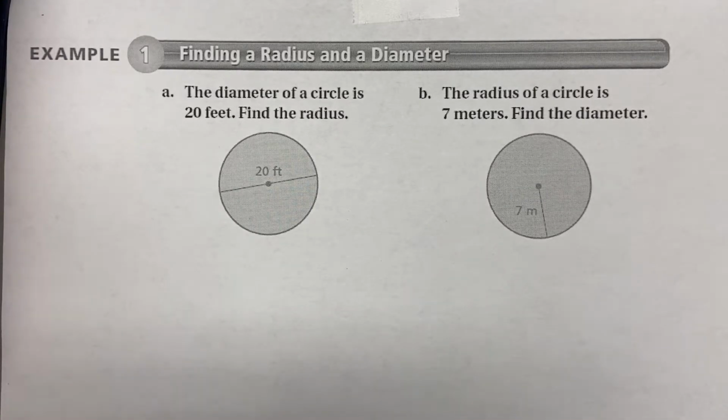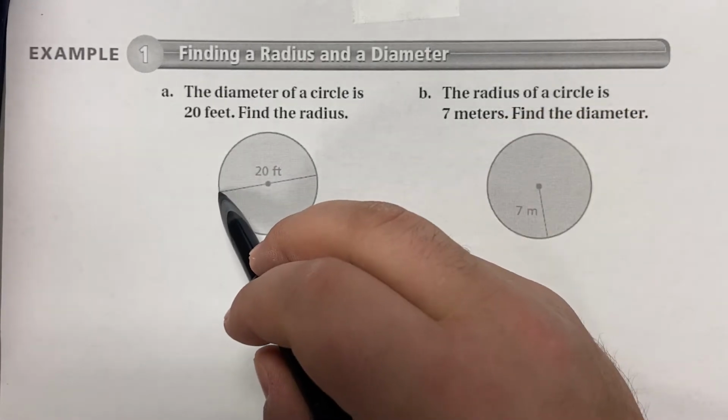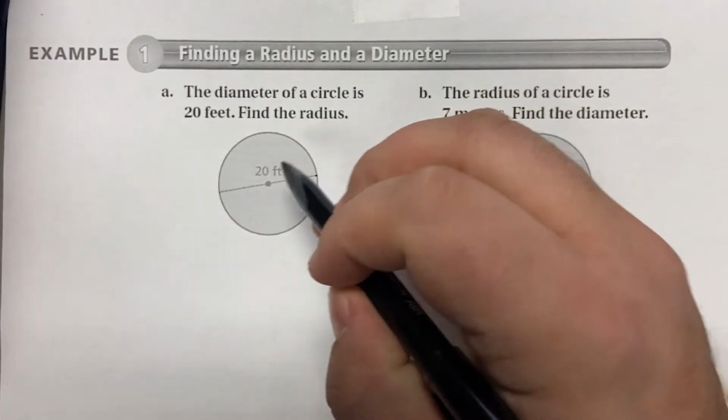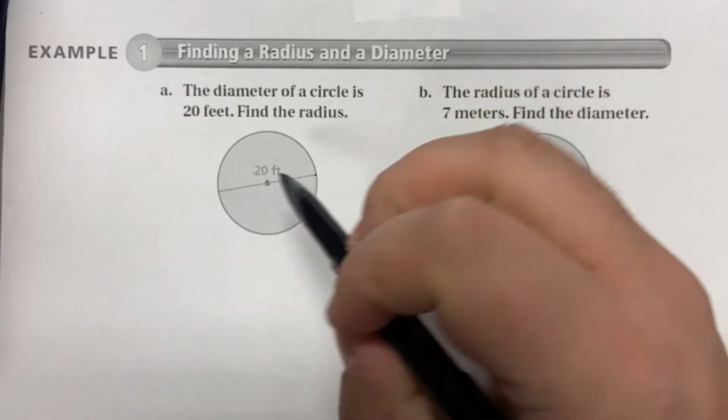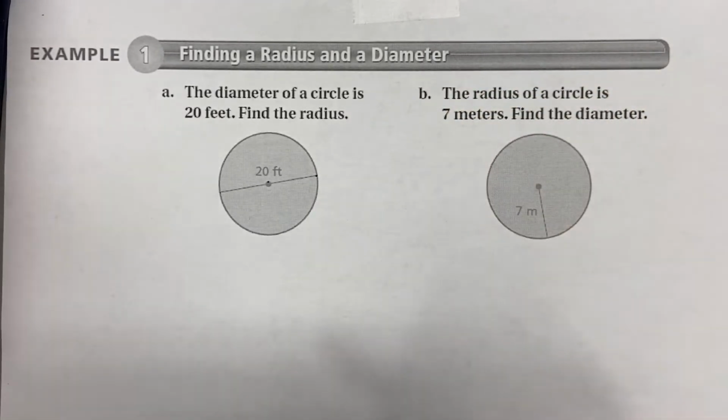We're here to talk about radius and diameter. Both of these measures have to deal with a circle, and they both have to deal with the line that goes through the center of the circle. The diameter is the line that goes from one side to the other through the center. The length of this one is 20, but it's saying find the radius.